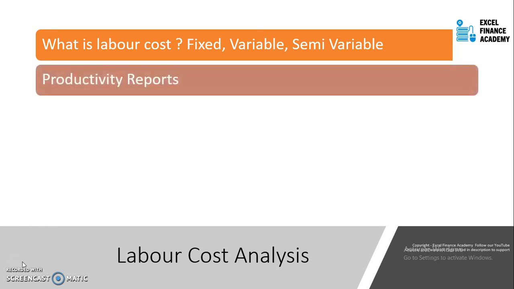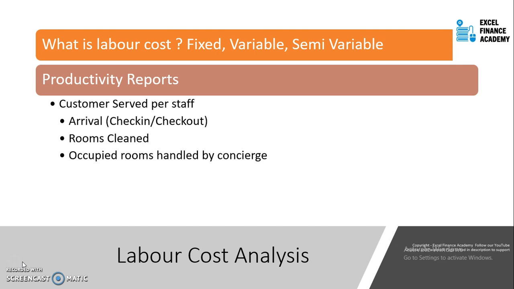Now, another way of analyzing the labor cost is the productivity report. So what is the productivity report? Normally the definition of productivity is how much input you put in and what your production is. So the staff is the input. What is their production? For front office, it is going to be check-ins and check-outs. For housekeeping, it is going to be rooms cleaned. For bellboys or the concierge department, it is going to be how many guests or how many occupied rooms they are able to handle per staff.